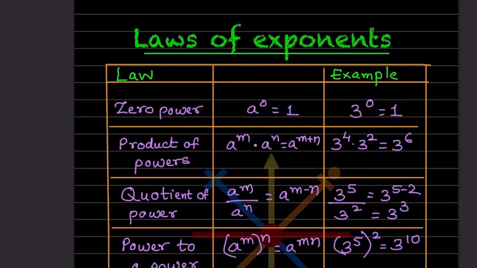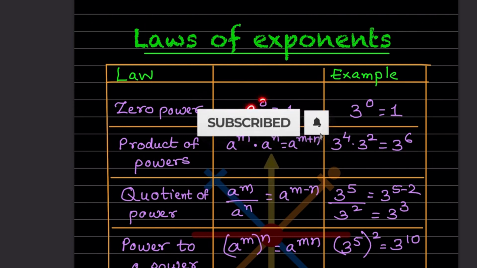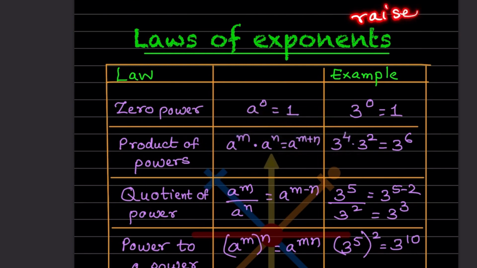This is called the zero power. Zero power means this is the base, and anything raised to 0 is going to be 1. For example, suppose we take a as 3. So 3 raised to 0 is 1.